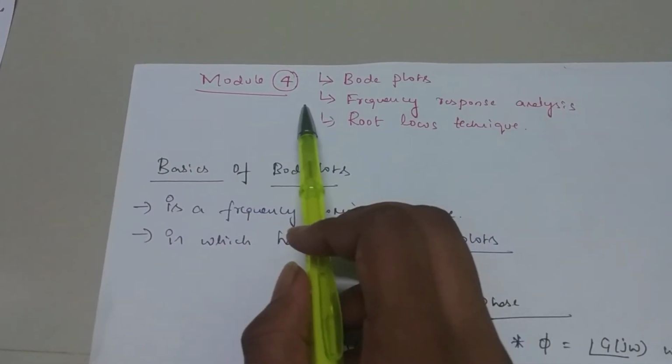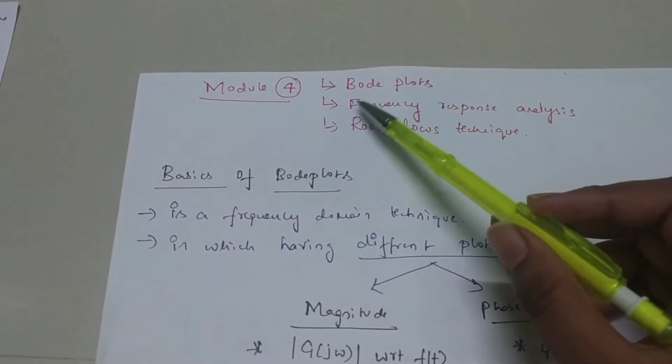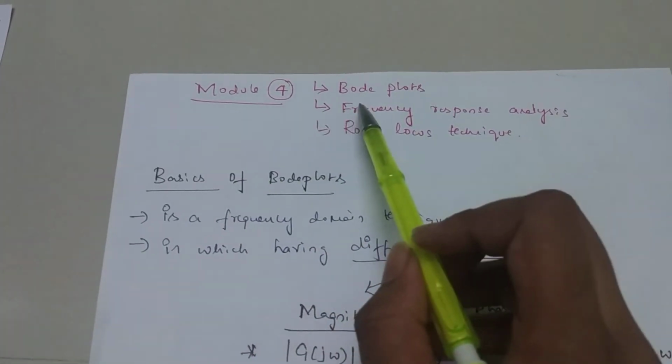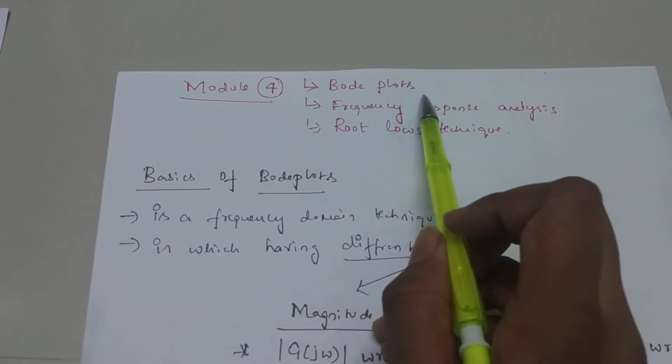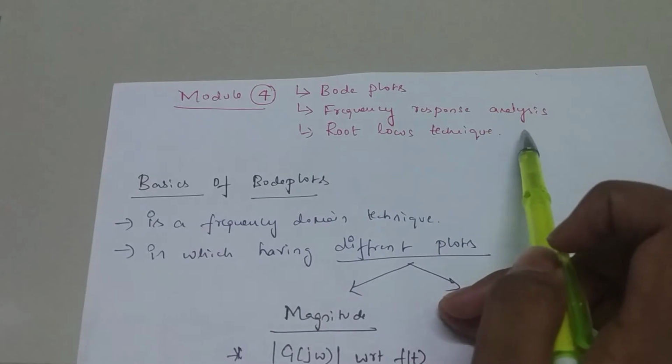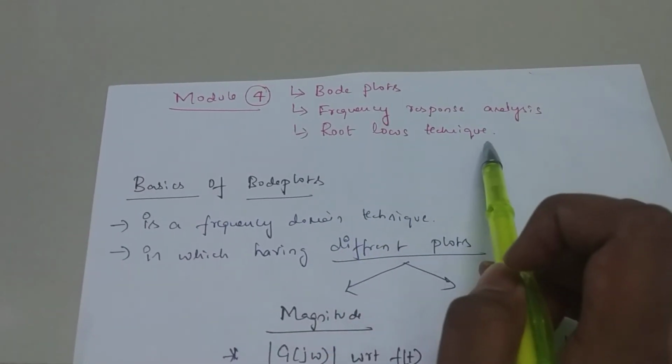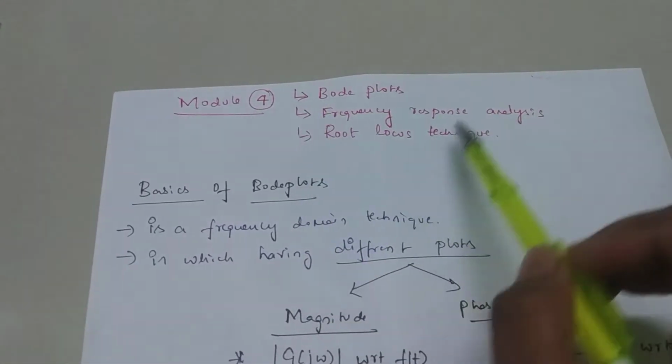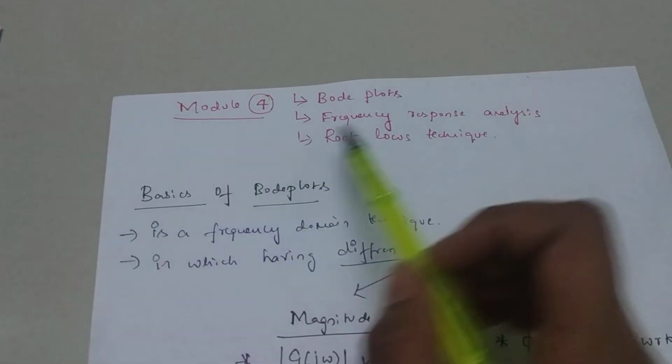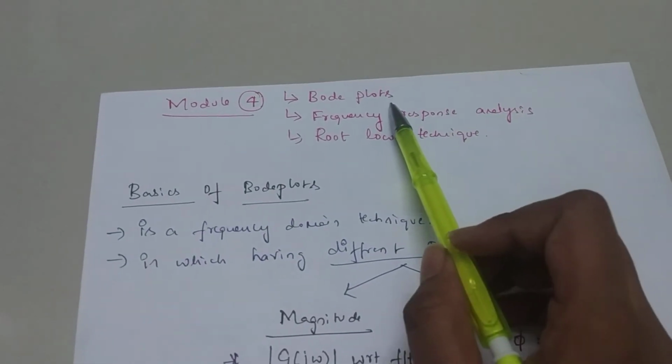So in module 4 we are having some important topics here. In module 4 in control systems are the Bode plots, frequency response analysis and root locus technique. These are some important concepts in module 4. So the first one is Bode plots.